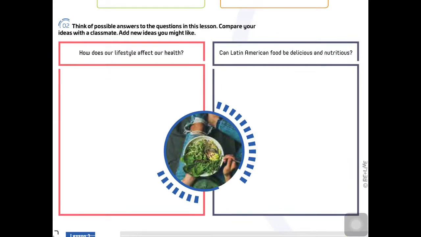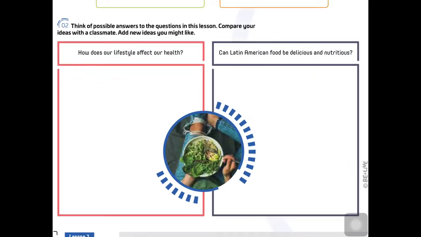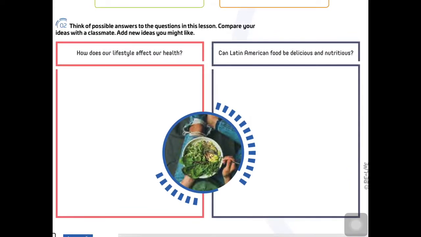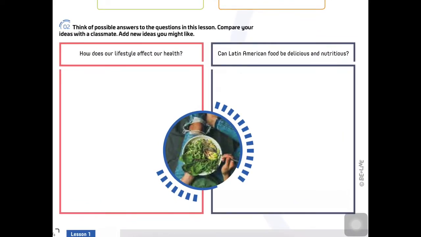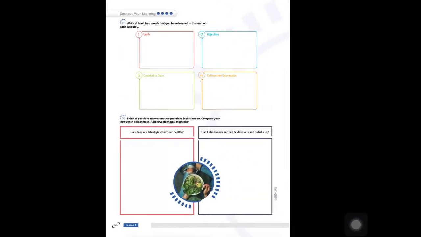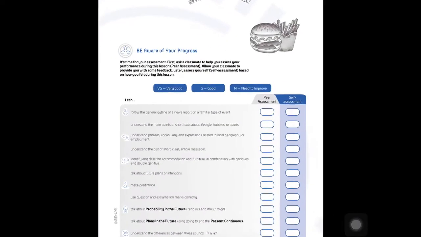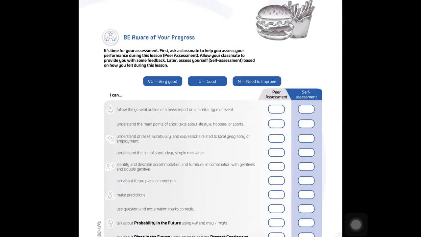How does our lifestyle affect our health? And the second one, can Latin American food be delicious and nutritious? I want you to write possible answers to these questions. Okay, this is the final activity for this week, page 45.